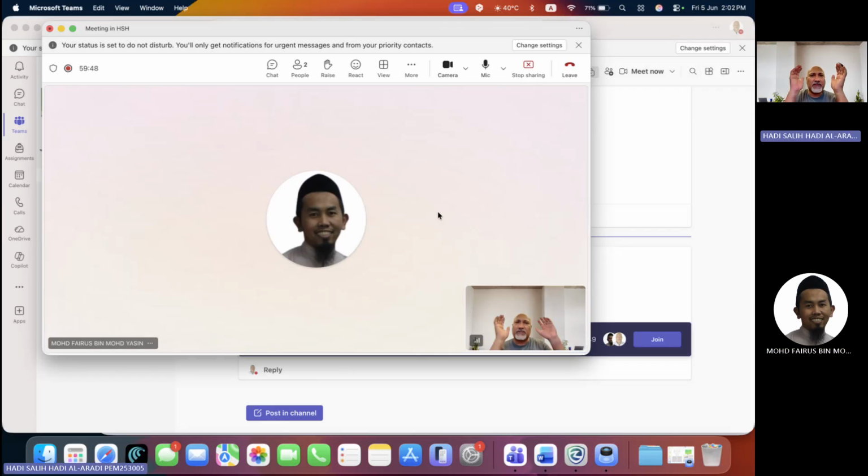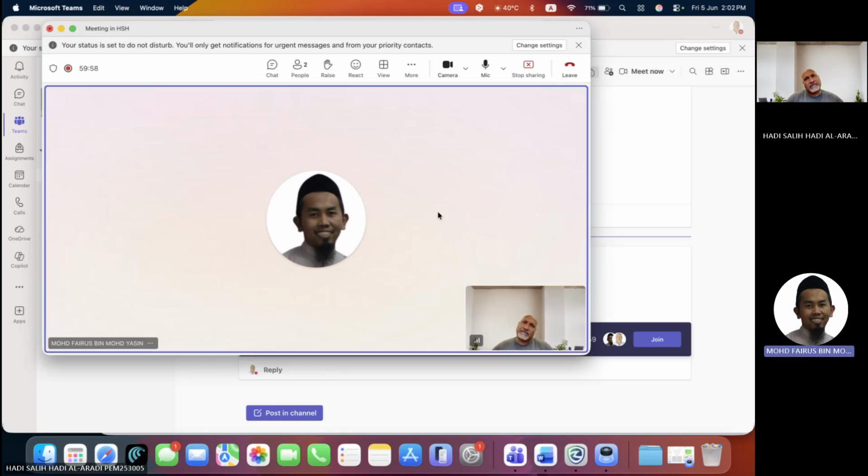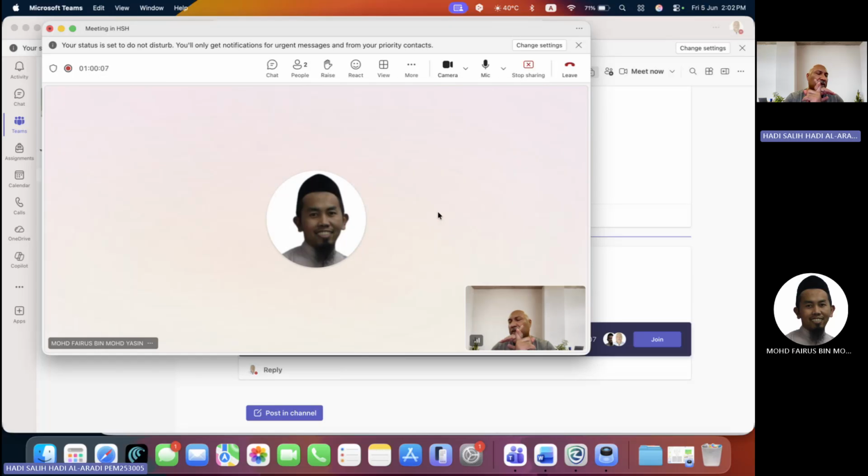Because I tried this before. If I changed one word, the search will be different. Oh, yes, yes. I mean, the search for what? You search in what? Scopus or Google? No, sometimes I search by Google Scholar. Sometimes I search in other applications.